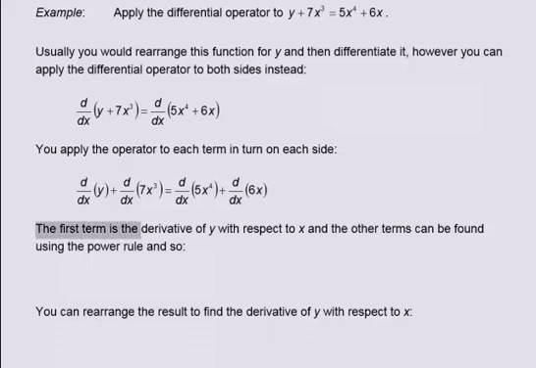The first term is the derivative of y with respect to x, and the other terms can be found using the power rule, and so dy by dx plus 21x squared equals 20x cubed plus 6. You can rearrange the result to find the derivative of y with respect to x. dy by dx equals 20x cubed minus 21x squared plus 6.